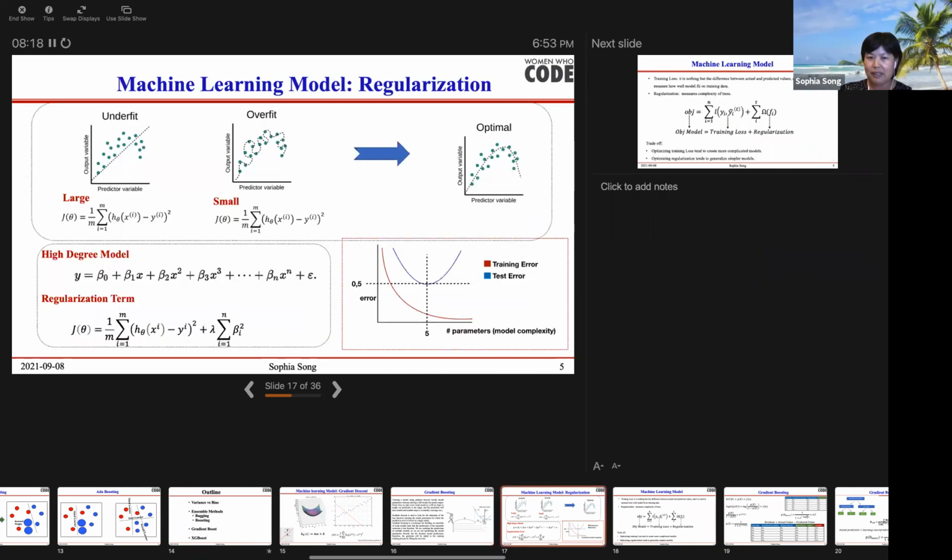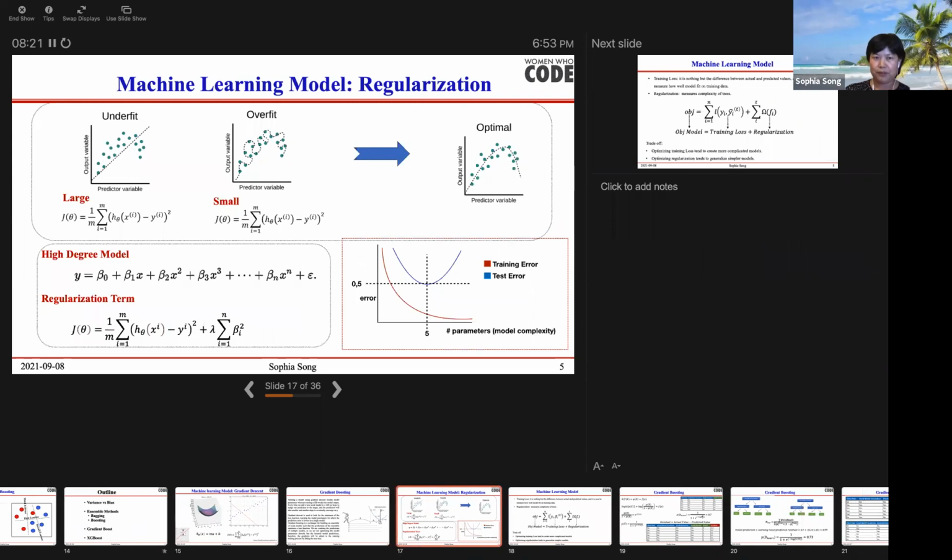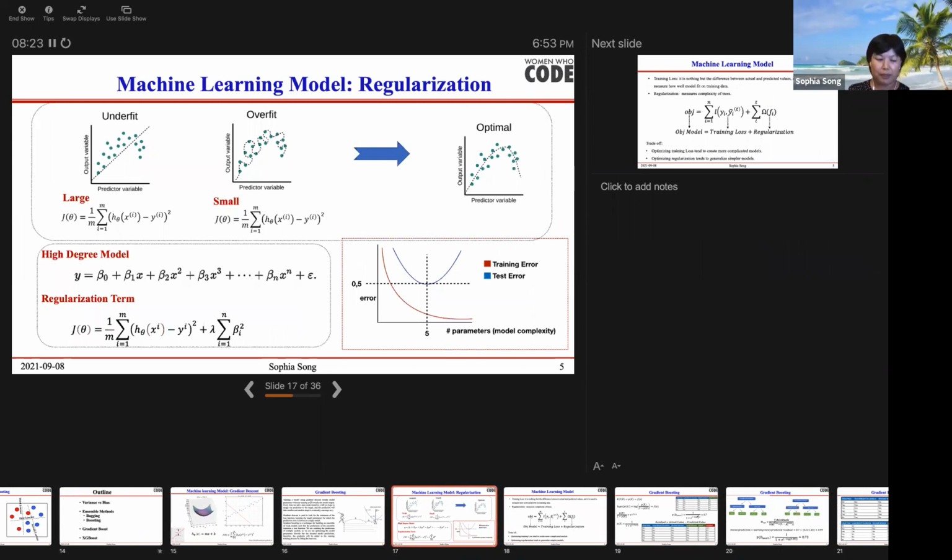So here I want to introduce regularization. In order to avoid overfitting, XGBoost introduced a regularization item. So why do we use regularization?